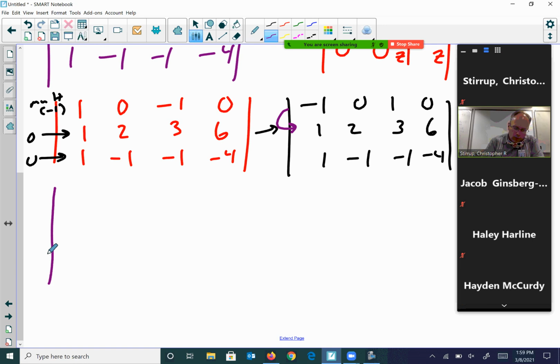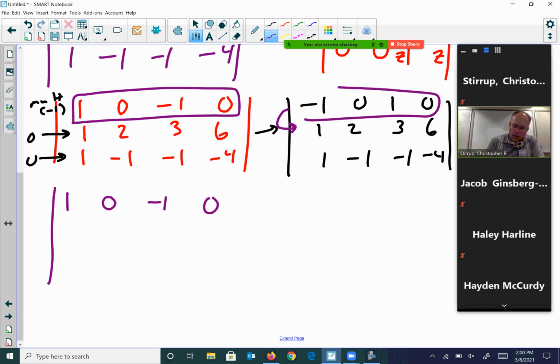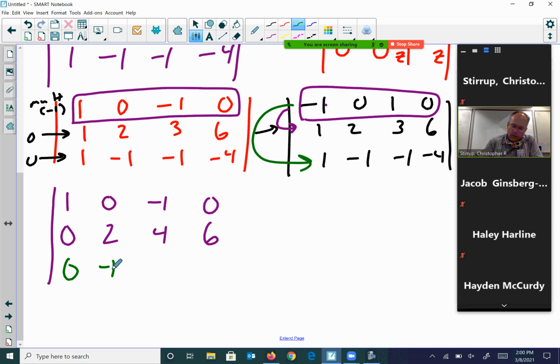I know that I'm going to go back to my original here in a second. So if I wanted to, I'd just go ahead and write that. But what I'm doing is using that row right now to add to the second row. So if I go negative 1 plus 1, I get 0. 0 plus 2, I get 2. 0 plus 3, I get 3. 0 plus 6, I get 6. And then I'm going to do the same thing to the bottom row. Negative 1 plus 1 is 0. 0 plus negative 1. 1 plus negative 1. And 0 plus negative 4.